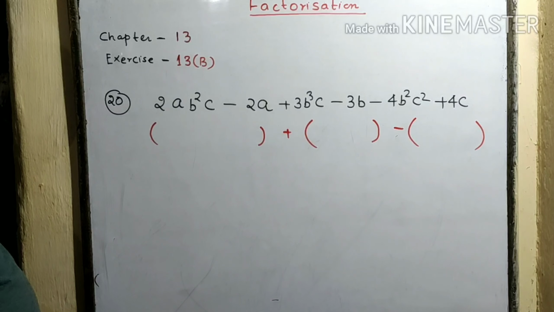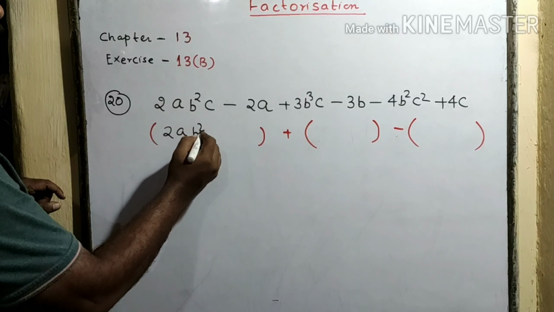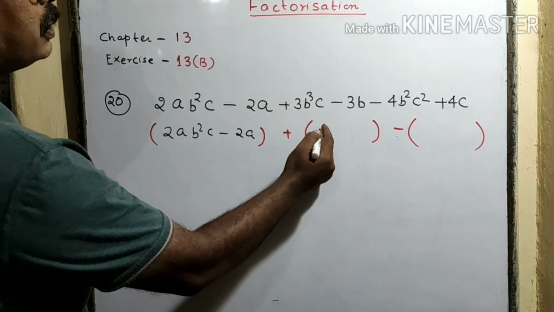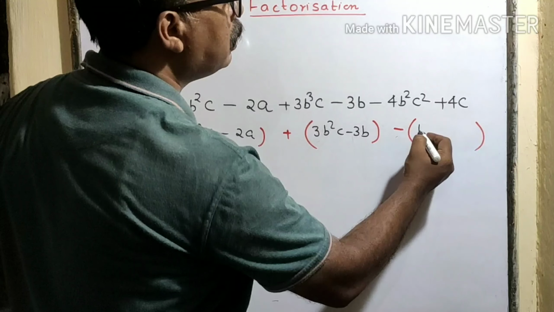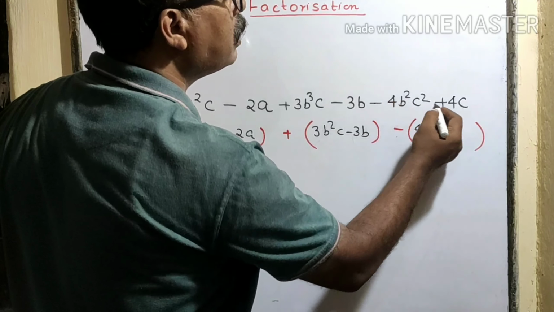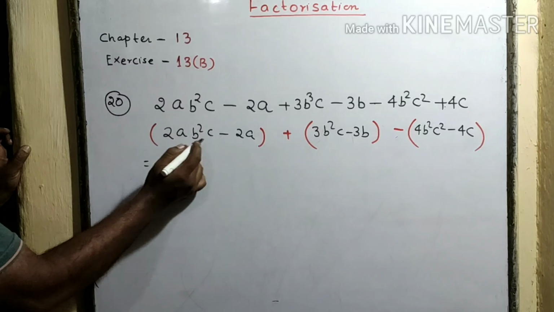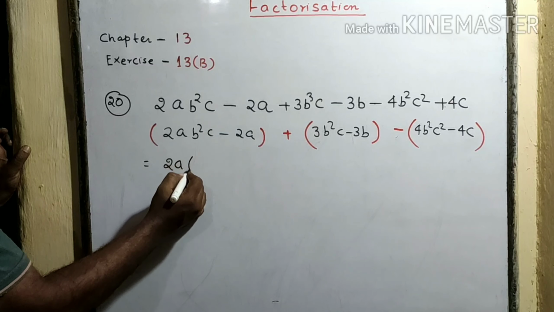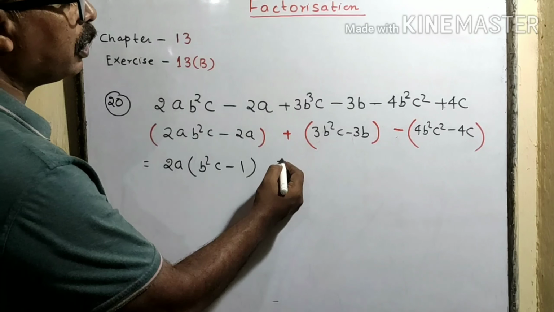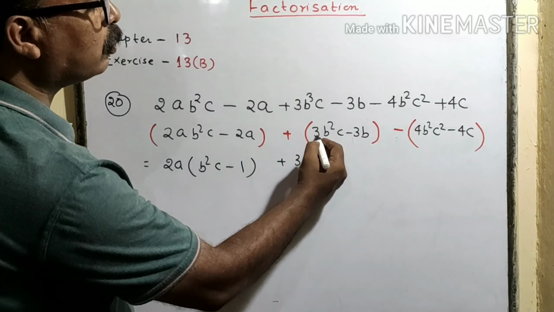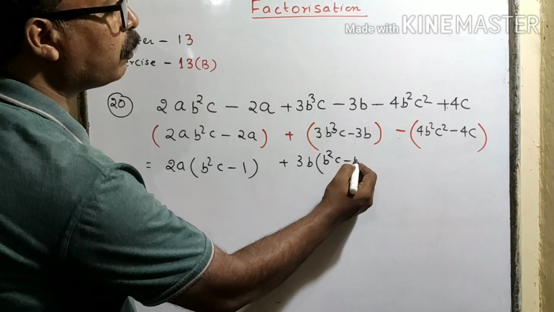So we'll put the values. It will be 2ab square c minus 2a. Same thing copied, 3b square c minus 3b, minus 4b square c square plus 4c. Now take common. Here 2a is common, so take 2a as common. So it will be b square c minus 1 because 2a has been taken. Here we'll take 3b as common. So it will be b square c minus 1 again.